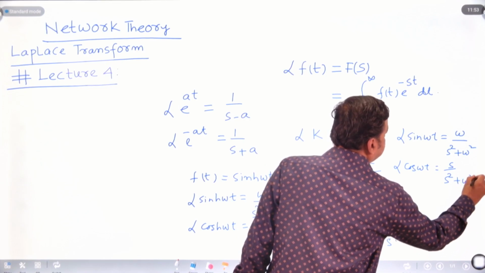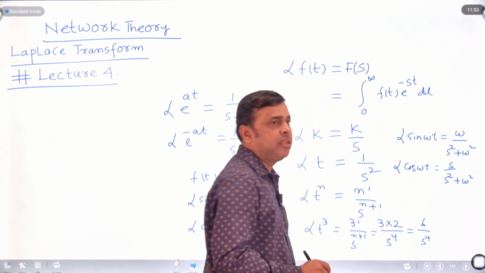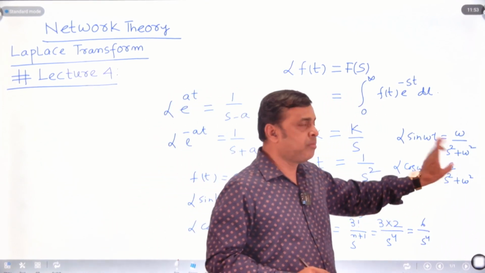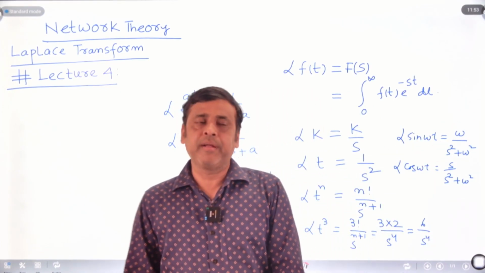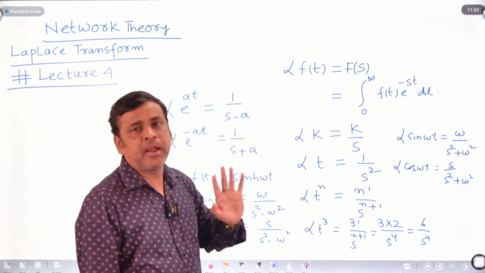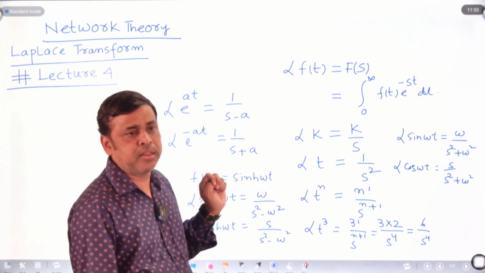So the denominator must be the same, s square plus omega square. If it is a cos function, the numerator must be s. If it is a sine function, the numerator must be omega. All these things I already told you in the previous lectures 1, 2 and 3.